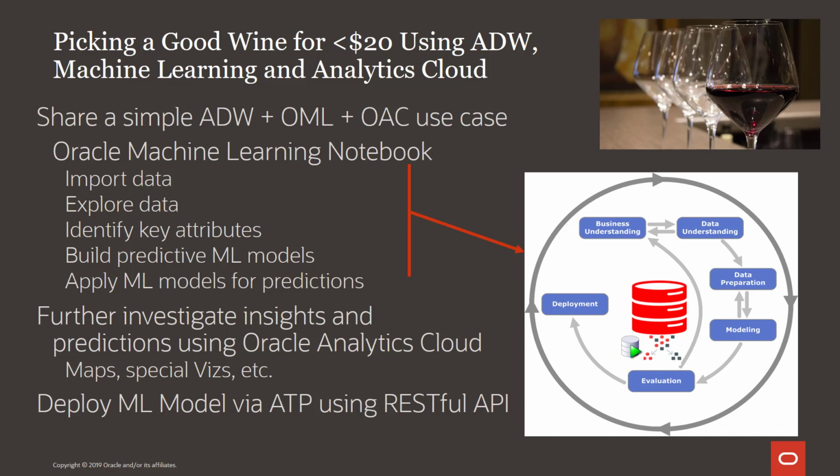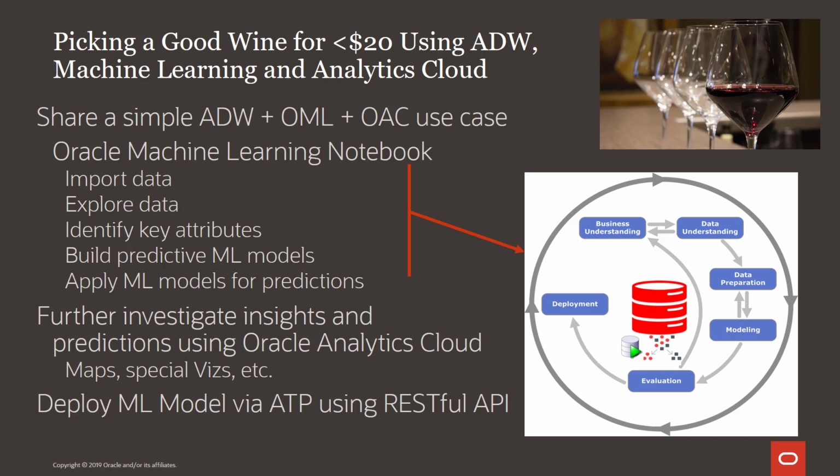It may not have a Wine Spectator review of 95 points or something like that, but it looks like it could be a good wine. So how are we going to do that? I'm going to share through the course of this presentation and demo a simple autonomous database and Oracle machine learning use case. We're going to have already imported the data just using the SQL Developer connection to the database. We're going to explore the data a little bit in the autonomous database using the Oracle Machine Learning Zeppelin-based notebooks.